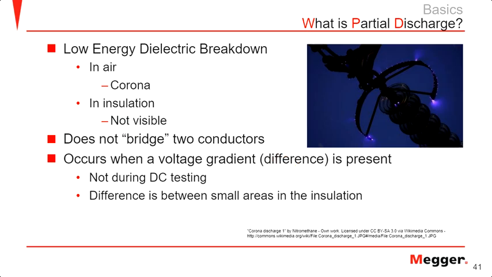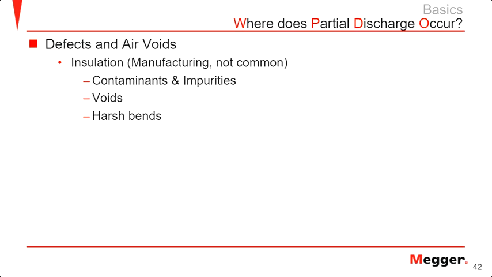The differences between small areas in the insulation. So you have your smaller areas, or voids, inside your insulation where it typically tends to happen. That's what we exactly said. Where does the partial discharge occur?